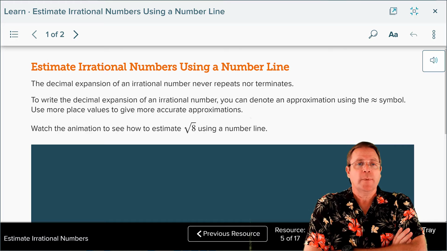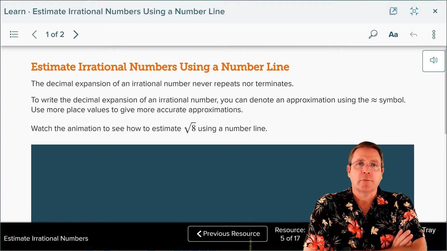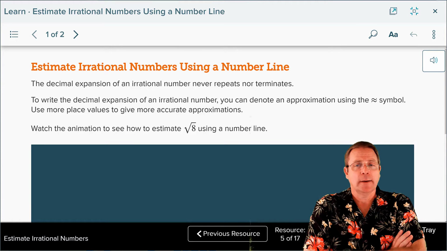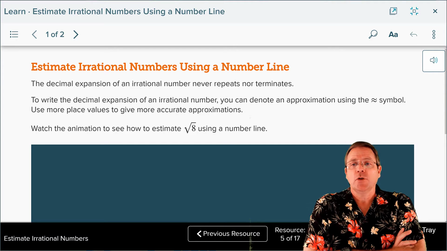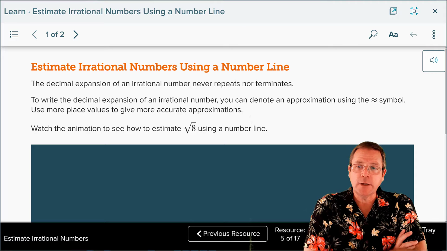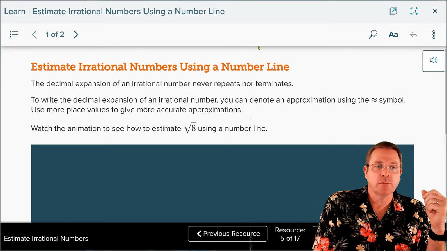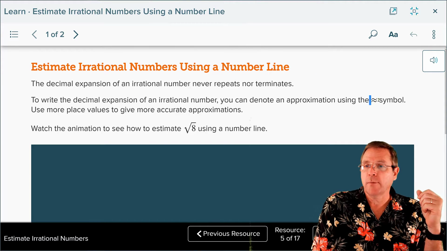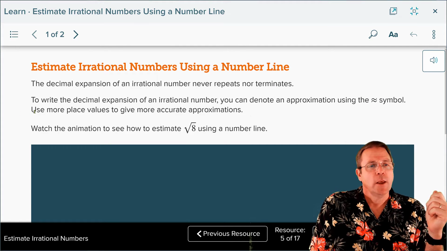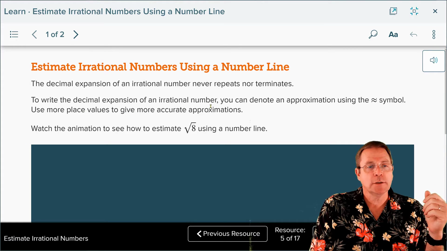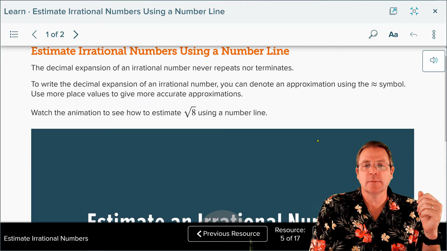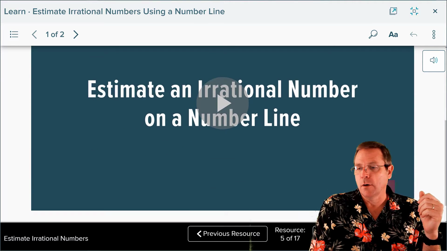It says the decimal expansion of an irrational number never repeats and it never terminates. It's a non-repeating, non-terminating decimal. To write the decimal expansion of an irrational number, you can denote the approximation by using the about symbol. That about symbol right there is going to be pretty important. We're going to be using that throughout this lesson. Use more place values to give a more accurate approximation, and now we're going to watch an animation to see how to estimate the square root of 8 on a number line.